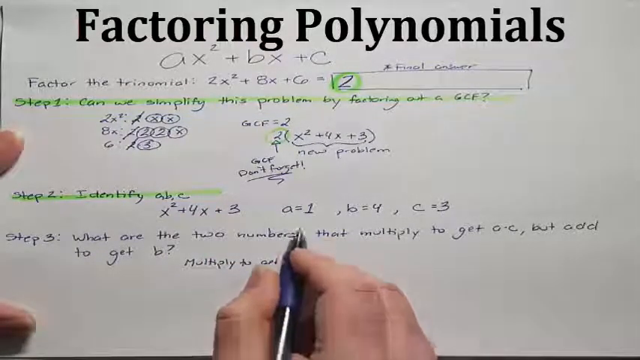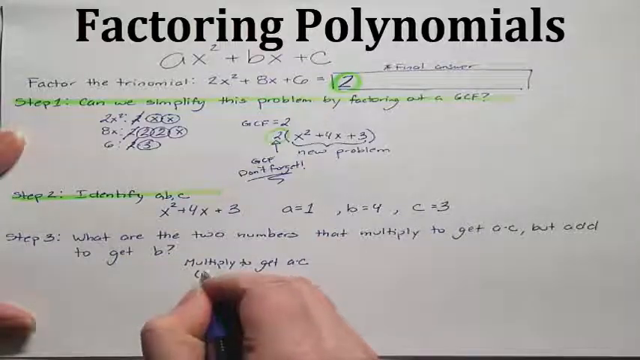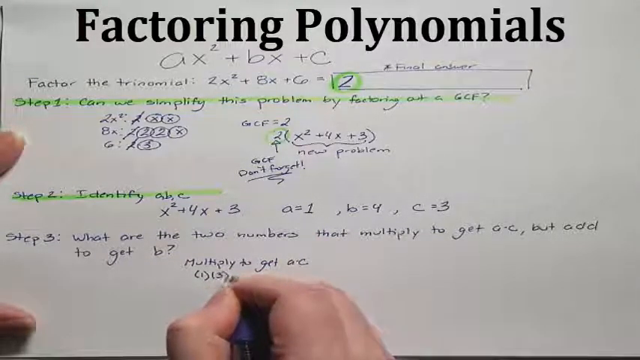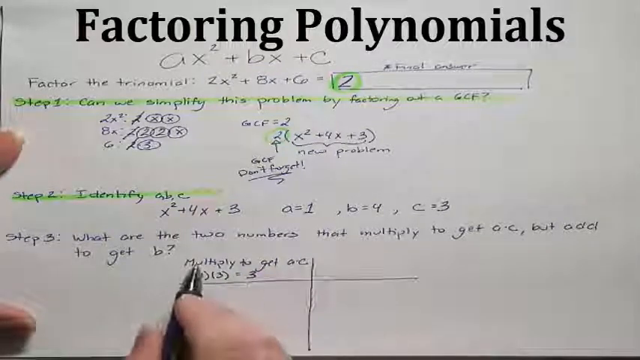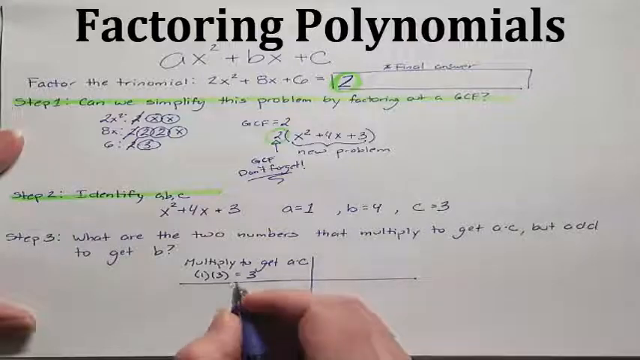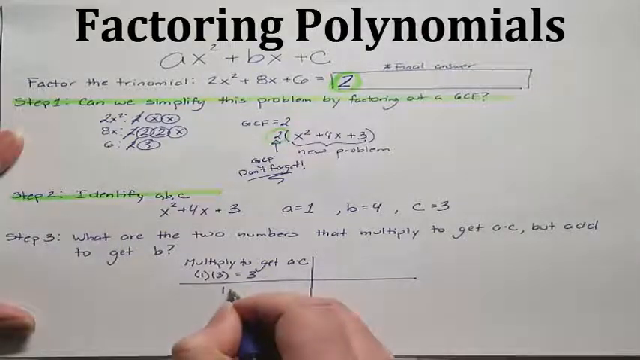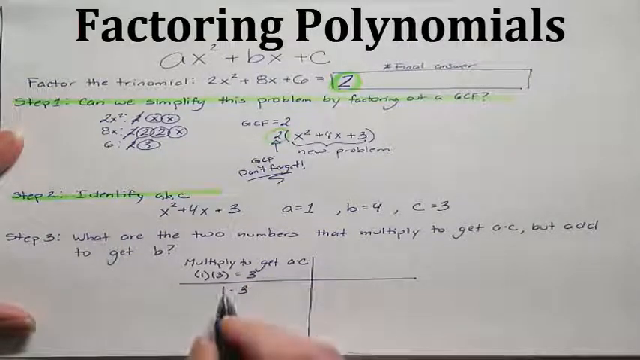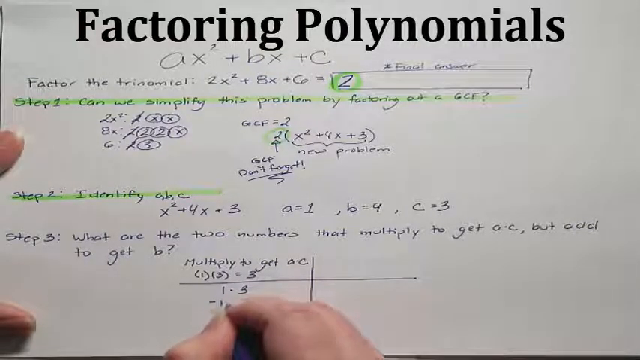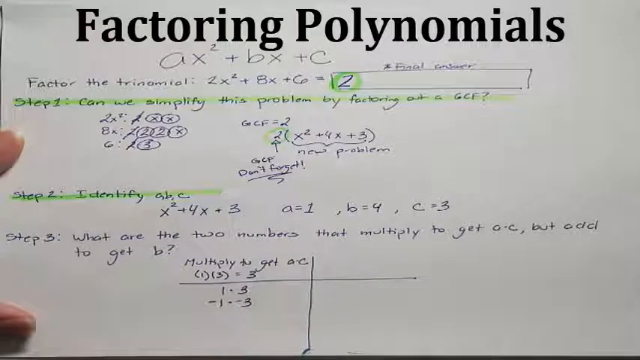Well, you said A was 1. So if A was 1, and I have to multiply that to C, you said C was 3. 1 times 3 is 3. So I'm going to try and find all the ways to multiply together to get 3. So I know, start with 1. 1 times 3 would give me 3. A positive times a positive gives me a positive, but a negative times a negative would also give me the positive.